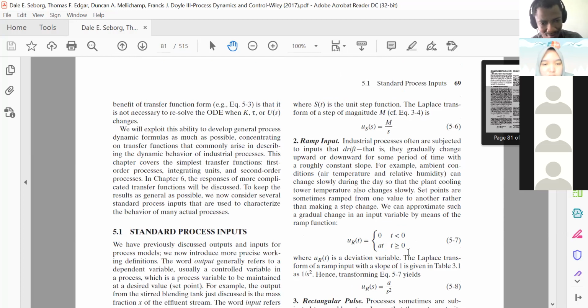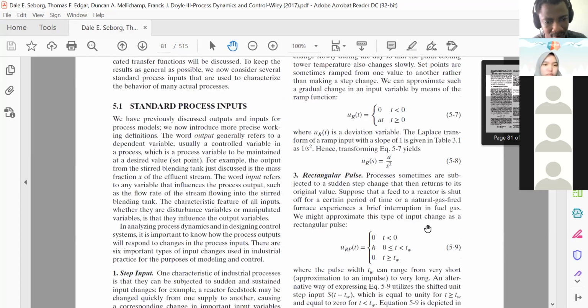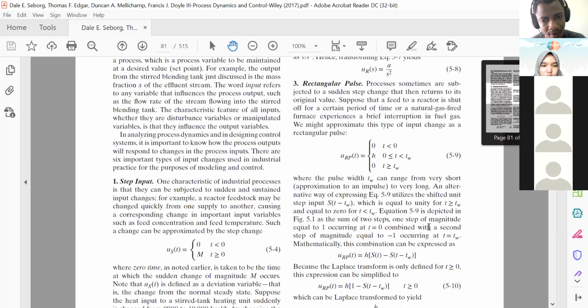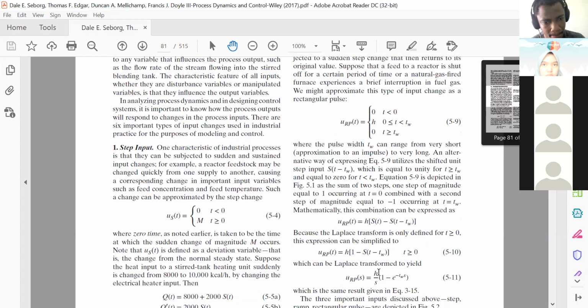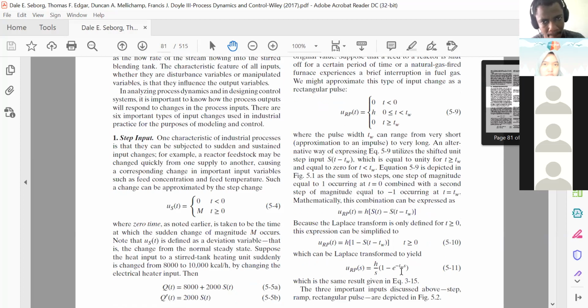For ramp input, u(t) is equal to 0 at t less than 0. This is the function of t, and the Laplace transform for u for the rectangular pulse, U(s), will be equal to h over s times (1 minus e to the minus t_w s).